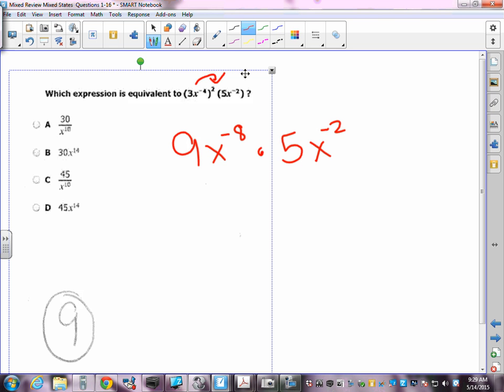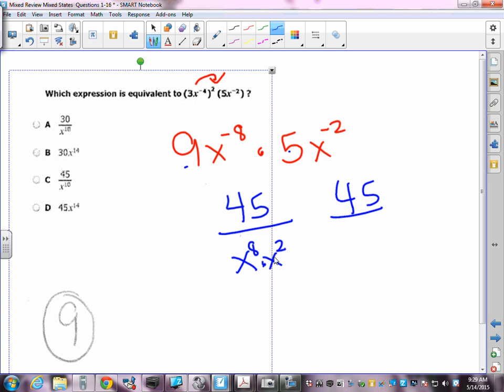Okay, and then also we know that negative exponents, we can flip those to the other side of the fraction and then make them positive. So 9 times 5 is what? 45. We can flip the x to the 8 and the x to the second, and those exponents become positive. And then I look at these answer choices, and also I got to think, when we are multiplying like bases, what do we do? Right, so the answer is going to be x to the, and so which choice is that? That would be C.